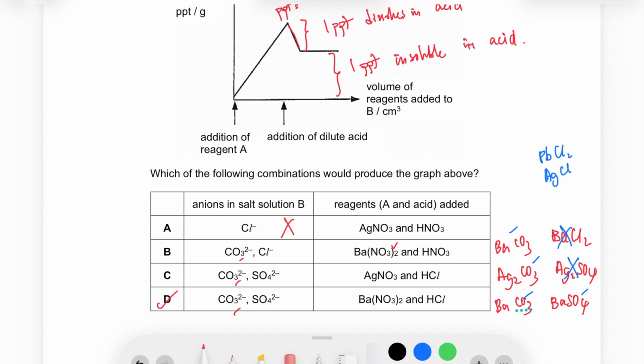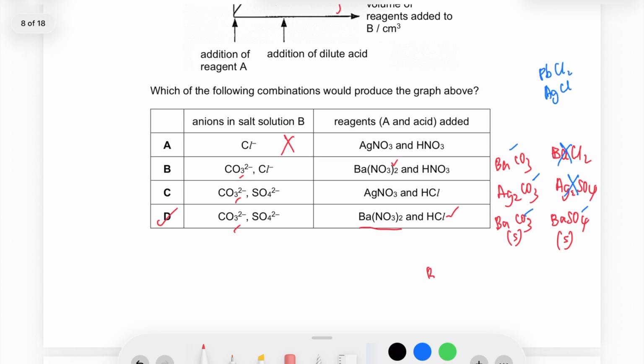So I repeat again. When you add your barium nitrate into the solution, you will form barium carbonate, which is a PPT, and barium sulfate, which is a PPT. But when you add acid, only barium carbonate will react with acid, but your barium sulfate will remain.